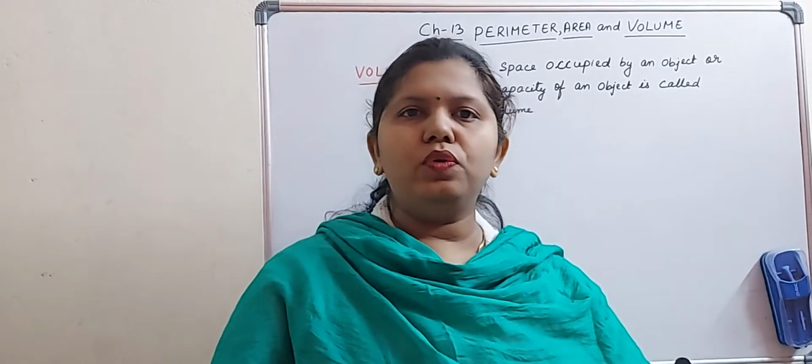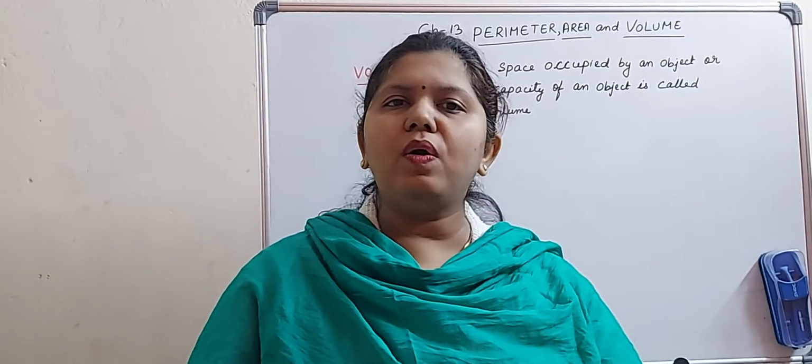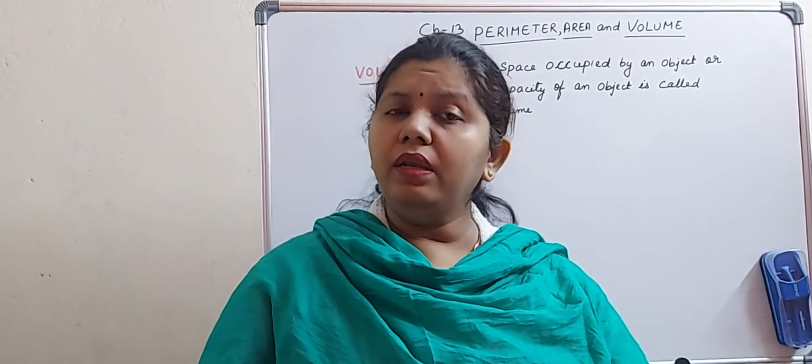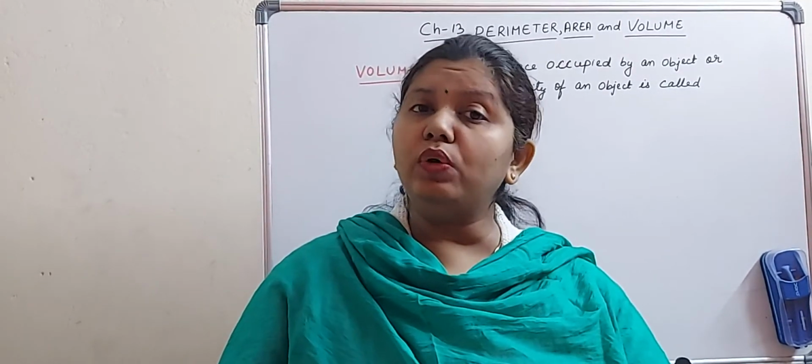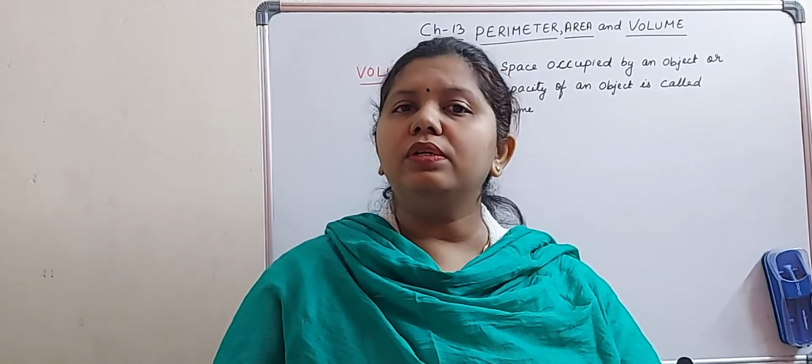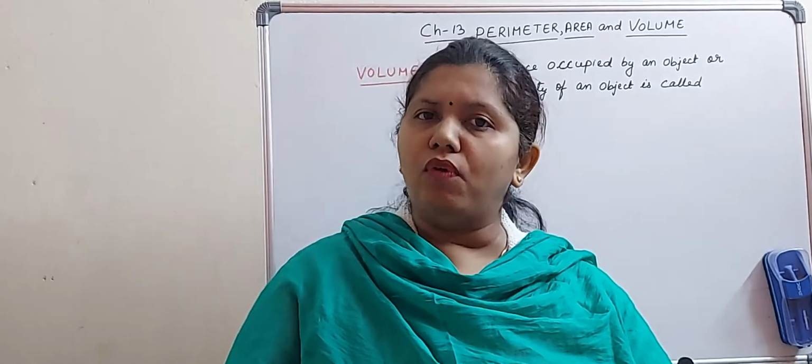So very good evening students. Already we have learnt about area and perimeter of different objects. In area and perimeter we were dealing with two-dimensional objects. But now we are going to read about the next topic, that is volume.